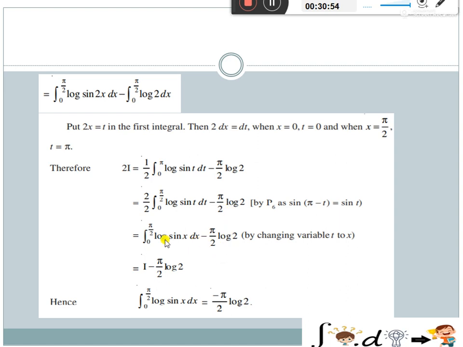And now we get the same integrand that we started with, that is equal to I, and therefore 2I is equal to I minus pi by 2 log 2. And this I on this side, you will get the integral from 0 to pi by 2 of log sin x dx is equal to minus pi by 2 log 2. Is it clear? Any doubt?